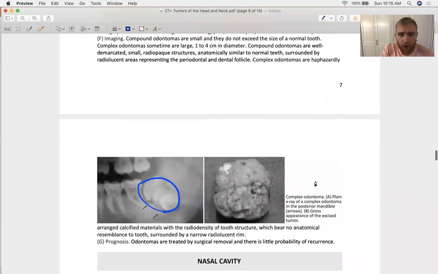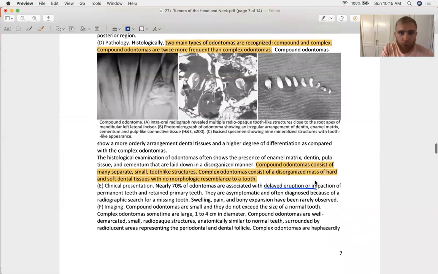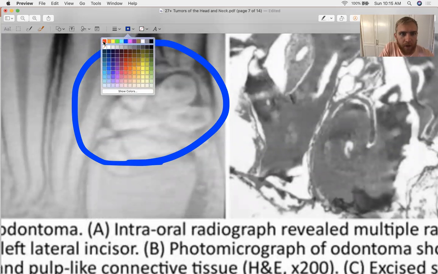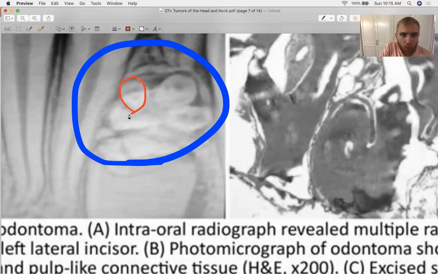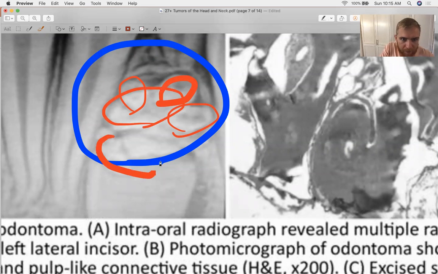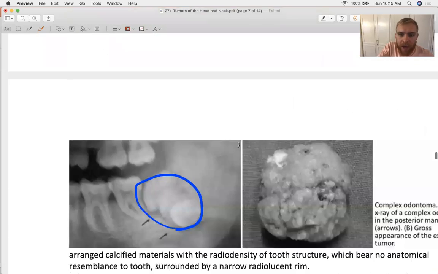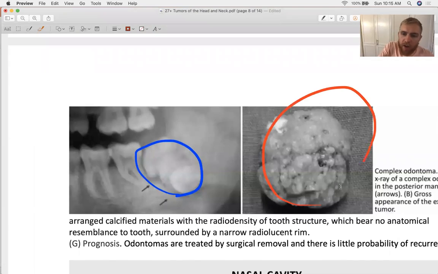That's basically all you got to know about it. It's a bunch of rocks that grow where your teeth should be. Here's the compound one. Again, you zoom in and you can tell lots of little rocks there. You got 1, 2, 3, 4. You can tell 5 down there, right? You got maybe like a 6th one in there. So little tiny pebbles versus the complex odontoma, which is one giant boulder, okay? So that's your differential.